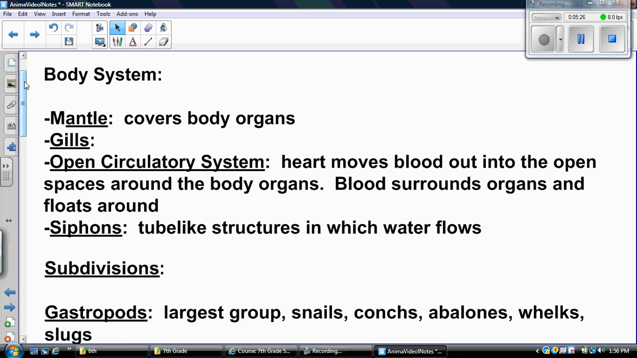They do not have these. The heart moves blood out into the open, so it's in their body cavities, and it just surrounds the body organs. So blood surrounds the organs and floats around. They have siphons, which are tube-like structures in which water flows in.